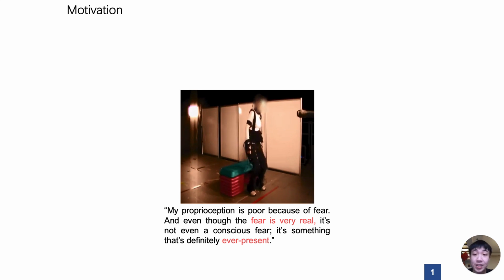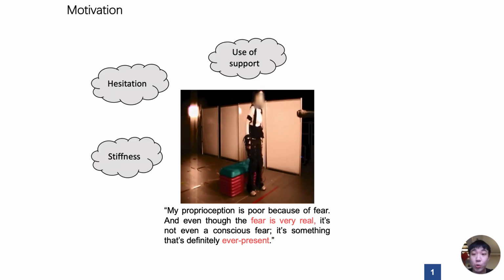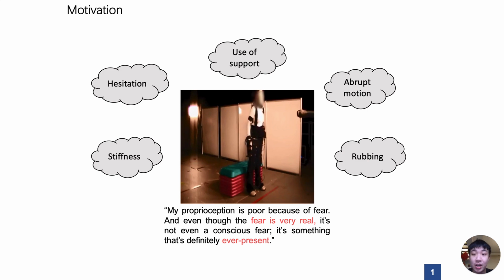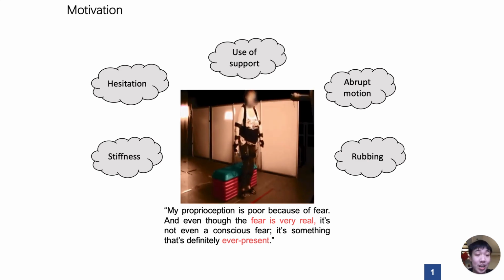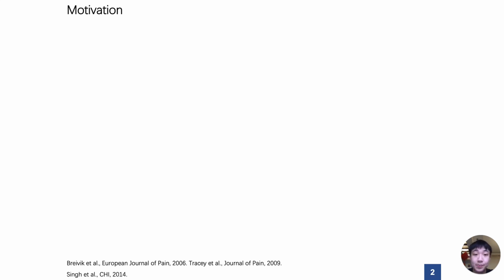People suffering from chronic pain tend to avoid movements that they fear. As you can see in this video, different movement strategies were adopted by this participant, like stiffness and hesitation. We refer to this as protective behavior, as people think it can reduce the chance of increased pain or injury. In fact, such behavior leads to more pain and more debilitation.